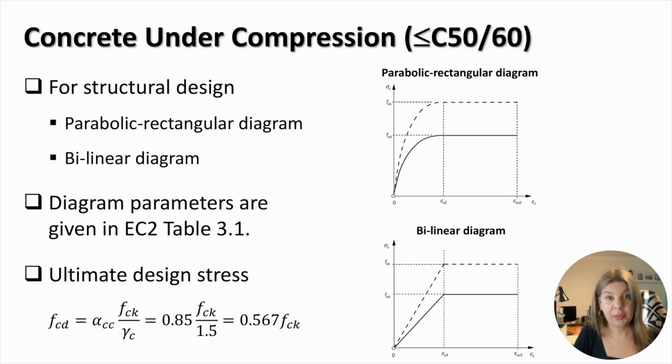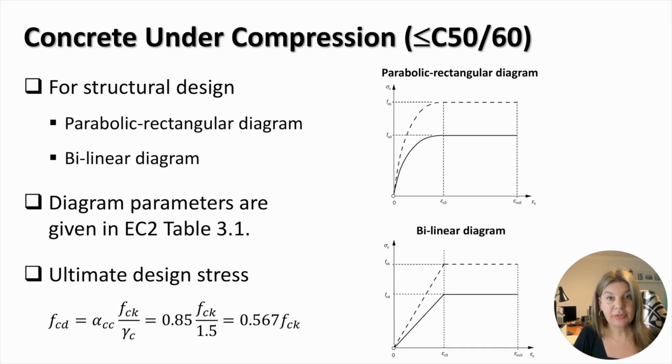As discussed in Topic 1, Part 2, the complex stress-strain curve of concrete is simplified in the design to a parabolic rectangular, bilinear or rectangular shape. Examples of parabolic rectangular and bilinear diagrams are shown on the slide. The parameters of these diagrams are given in Table 3.1 of Eurocode 2.